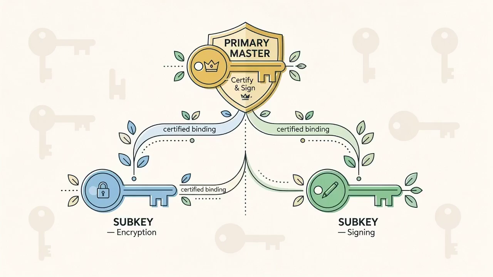A real GnuPG key isn't a single object, it's a tree. The root is the primary key, marked for certification and signing, and it never does day-to-day encryption. Branching off it are subkeys, separate cryptographic identities that the primary certifies and binds to itself. One subkey handles encryption, another handles signing. And because they're independent, you can revoke or rotate them without killing your entire identity.